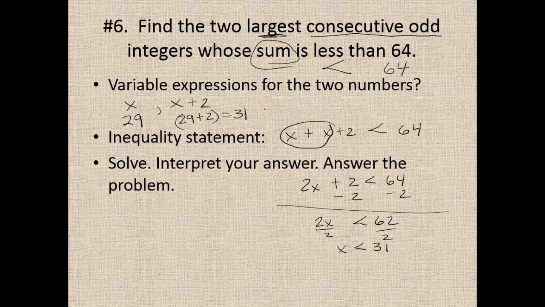So let's see if these work. The sum is supposed to be less than 64. Let's add these two. 29 and 31 makes 60. That is definitely less than 64. Well, what happens if they're bigger? So the next pair would be 31 and 33, right? If you add those, you get 64 exactly. It can't be that. So that is not the solution. It's 29 and 31. Okay, let's try something else.